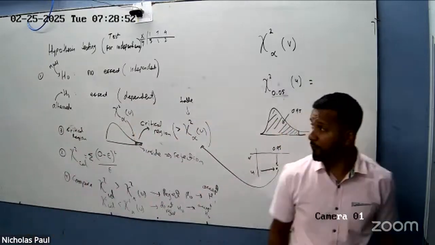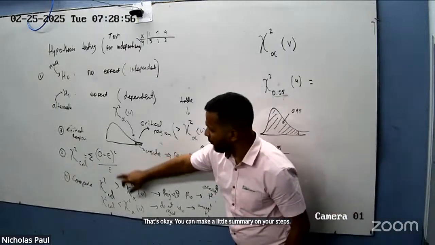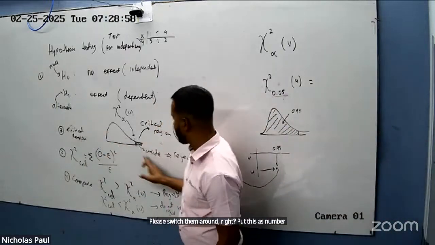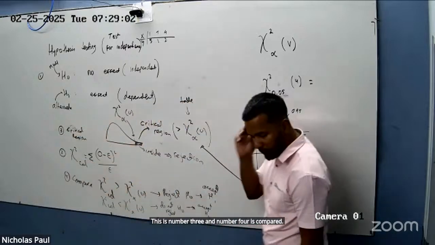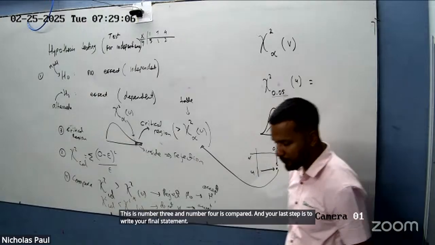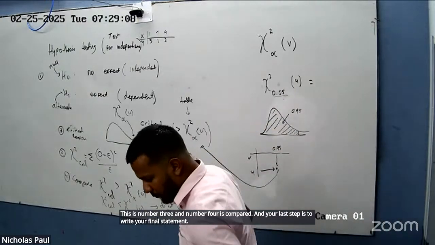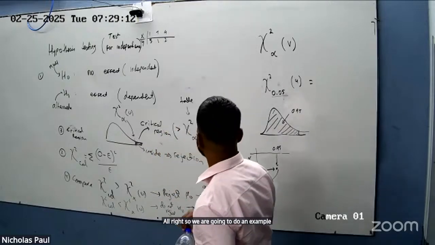That's okay? We can make a little summary on the steps. Please switch them around, right? Put this as number 2 and this as number 3. This is number 3 and number 4 is compare. And your last step is to write your final statement. All right, so we are going to do an example now. Copy it down first.